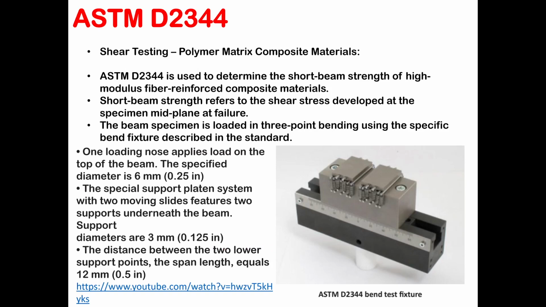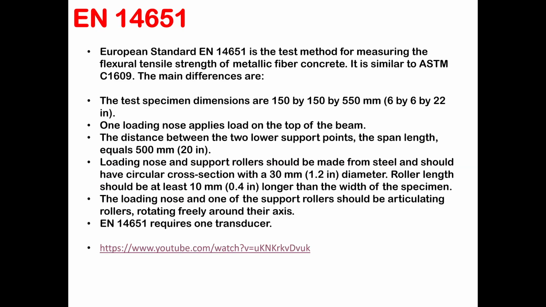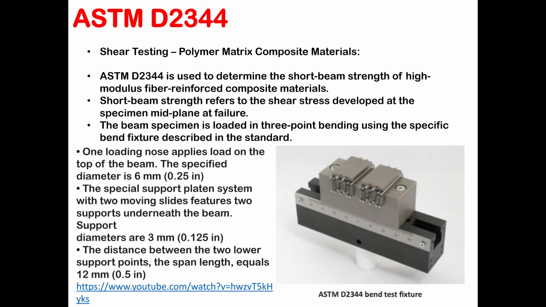So yeah, that was an introduction to the two standards, EN and ASTM. That was ASTM C1609. I forgot the EN number, EN 14651, that relates to the testing of concrete. But we also have other ASTM standards for testing of metals, testing of composites and plastics.